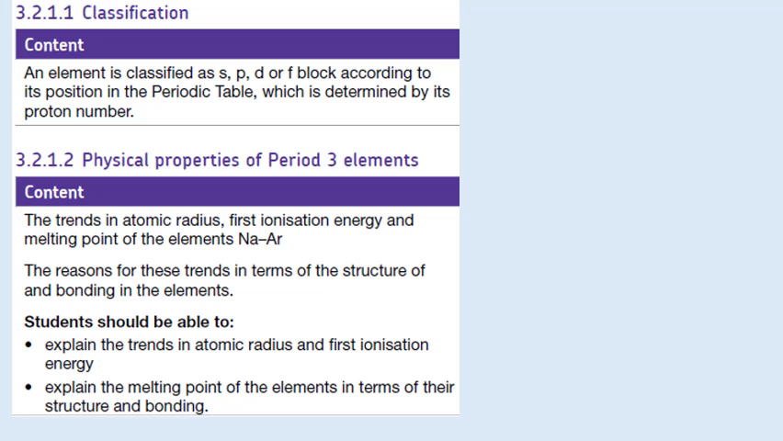What we're going to look at here is classifying elements as S, P, D or F block, which hopefully we've done some of before. We're then going to look at the trends for period 3 elements: trends in atomic radius, trends in ionization energy and trends in melting point. Some of this we've seen before, and we're going to explain those trends in terms of structure and bonding.